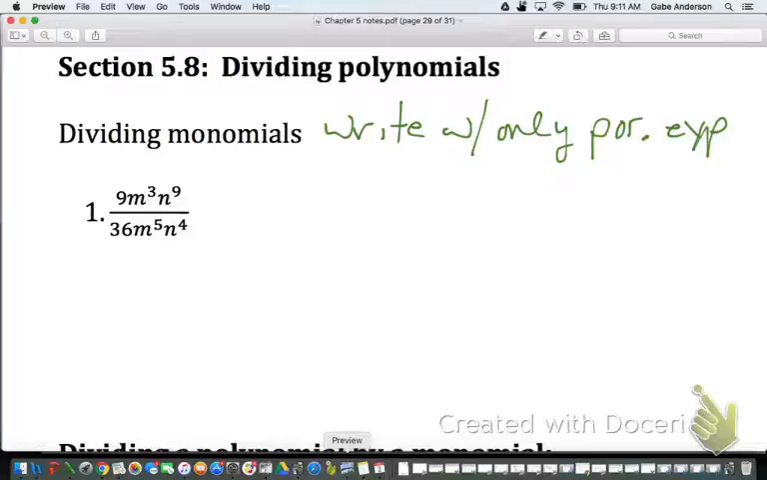If anybody's having a hard time getting started, let's remind ourselves, if you are dividing bases, what do you do with your exponents? Subtract. So keep that in mind as you work through a couple of these here.